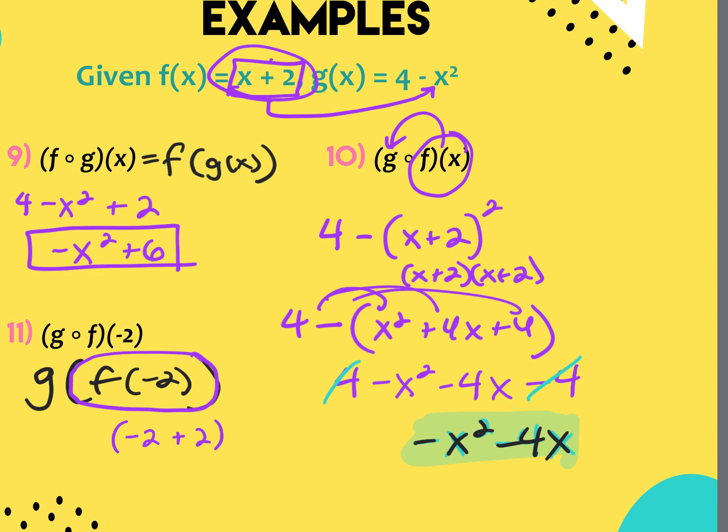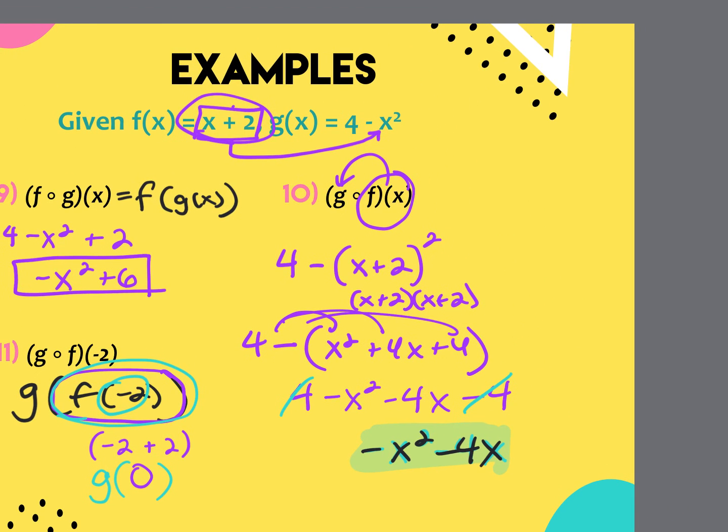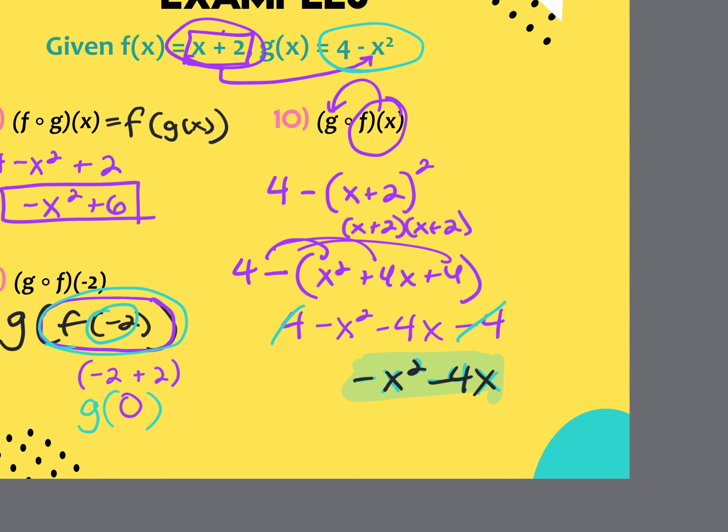-2 plus 2, and I get 0. And that replaces this whole parentheses. And now I find g of 0. So I go to my g, 4 minus x squared, 4 minus 0 squared, which is 4 minus 0, which is 4. Now this is not a 2-part answer. That is your answer, the last thing that you get.